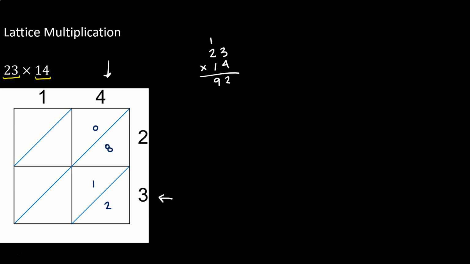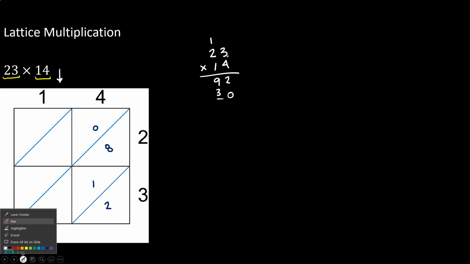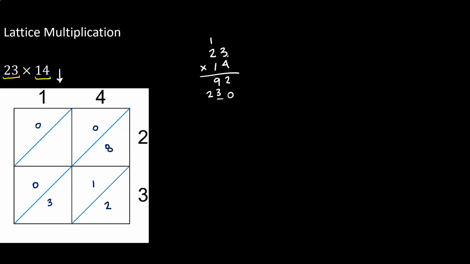Going back to our standard algorithm, we need to put a placeholder 0 to represent that we're pivoting now in the tens place. We have 1 times 3. So now we're working in this row. 1 times 3 is just 3. And in the lattice algorithm, it looked like that as well. 1 times 3 was 0 groups of 10 and 3 units. And then we continue on in the standard algorithm, 1 times 2, which was 2. And that's the last box that we need to fill in our lattice algorithm. 0 groups of 10 and 2 units.